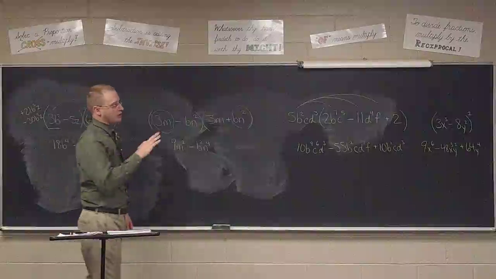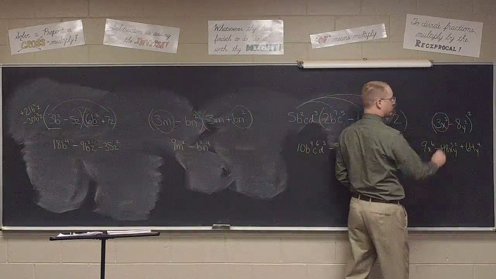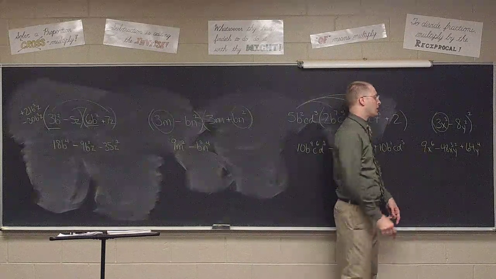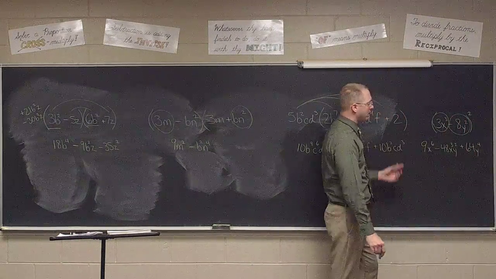Good to go. All right, and then the last one, squaring the binomial. Square the first. Remember, when you raise a power to a power, multiply the exponents. You get a 9x to the 6th. Square the last. That, of course, will give you your positive 64y to the 4th. And then multiply and double.